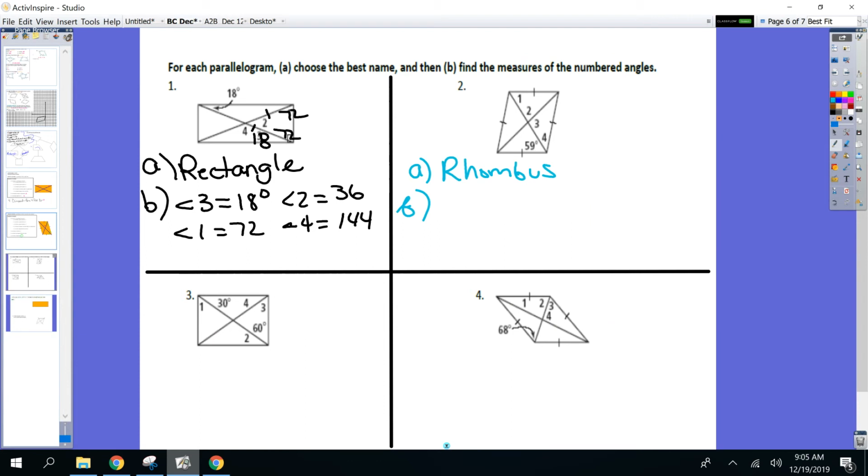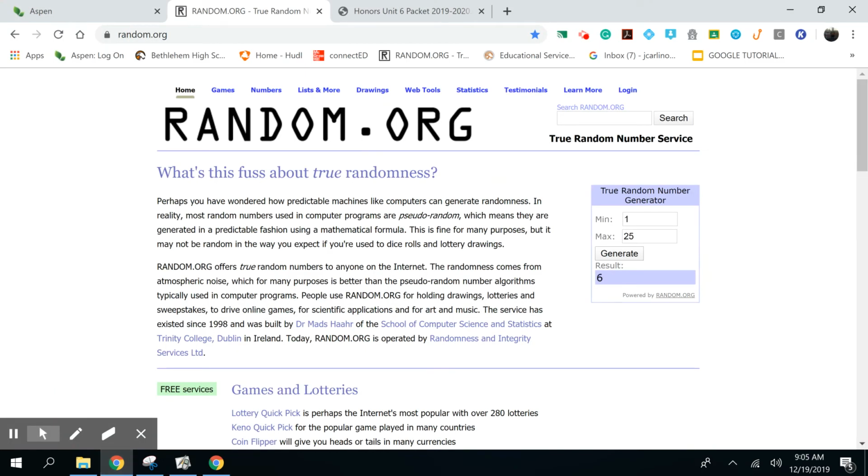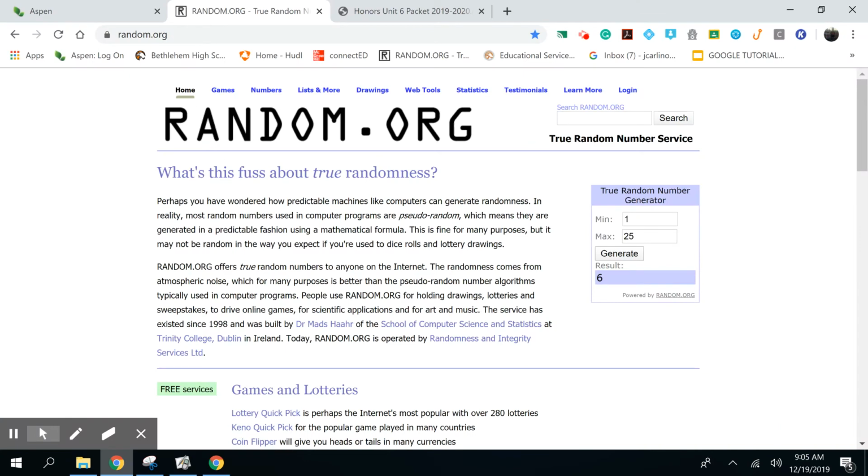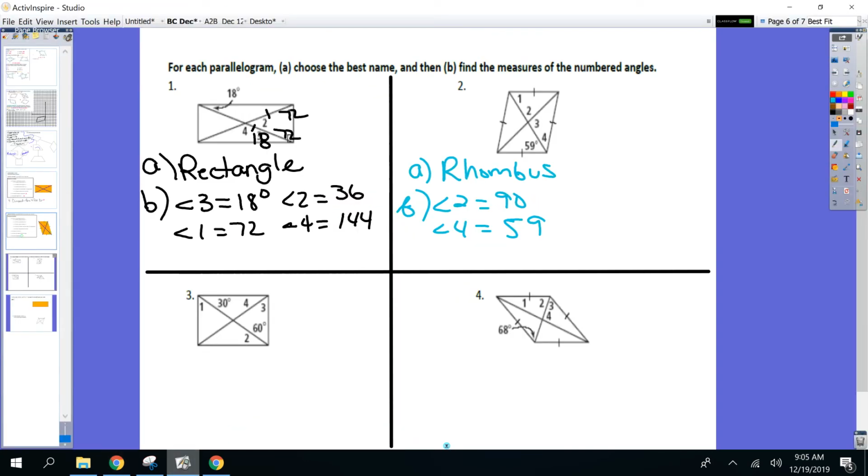2, done. Diagonals are perpendicular. Angle 2 is 90. No calculations needed. Angle 2 is 90, forms a right angle. All right, knowing that, where do you want to go from here? Angle 4 is, diagonals bisect the angles. Done. We're not doing any calculations here, just knowing properties. So hopefully I'm proving the point, how powerful it is. Another angle. Angle 1 is 59. How?